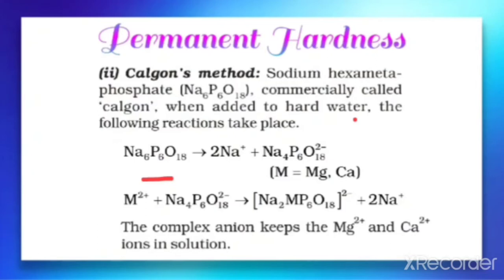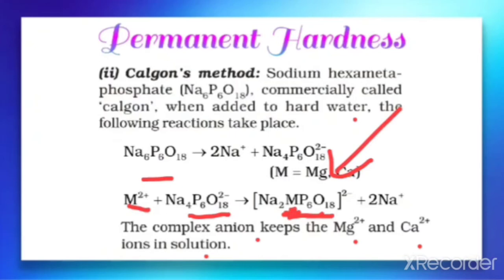So what is happening here? There is a formation of a complex, as seen in this equation. The metal ion here, M2+, represents the magnesium ion and calcium ion present in the hard water. When it combines with Calgon, there is a formation of a complex anion, and because of this complex anion, the hardness will not be there, because the complex anion keeps the magnesium and calcium ions in the solution.